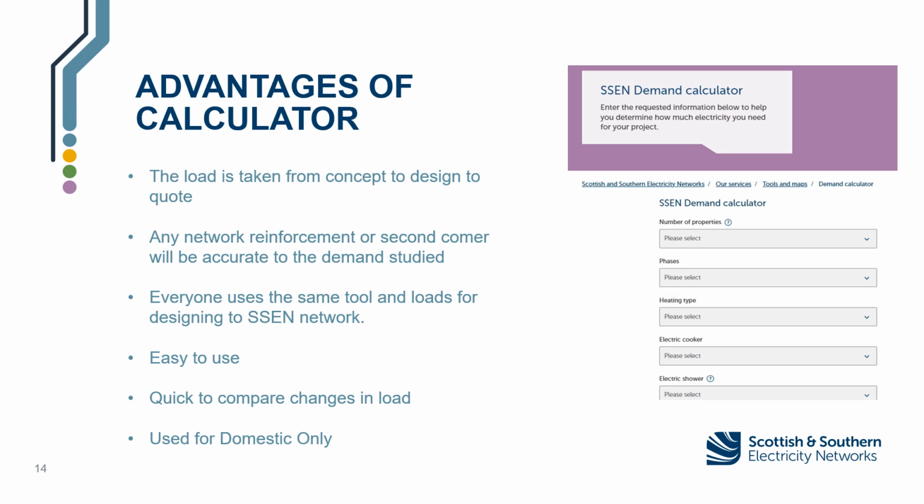So moving on to some of the advantages of using the calculator. One of the main advantages is we use the same load applied to the network model through the design to producing the quote. This ensures that we meet SSCN's statutory requirements and we design a safe, reliable network for our customers. It means that the network reinforcements are not costed where they're not actually required. We have historic requests where people come in and ask for 23 kVA for a single phase house, where this could have actually been a lot less.